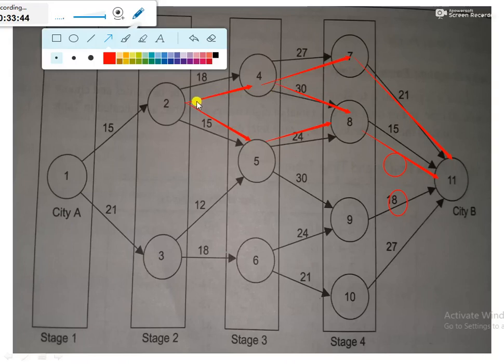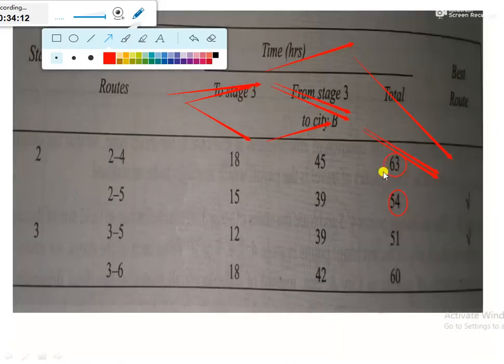the total time taken through this route is equal to 64 hours, and the total time taken through this route is 63 hours. So out of these two options, we would select the route that is 2 to 4, 4 to 8, and 8 to 11, as it will take 63 hours, which is less than this route. So we have selected this route, that is 63 hours.